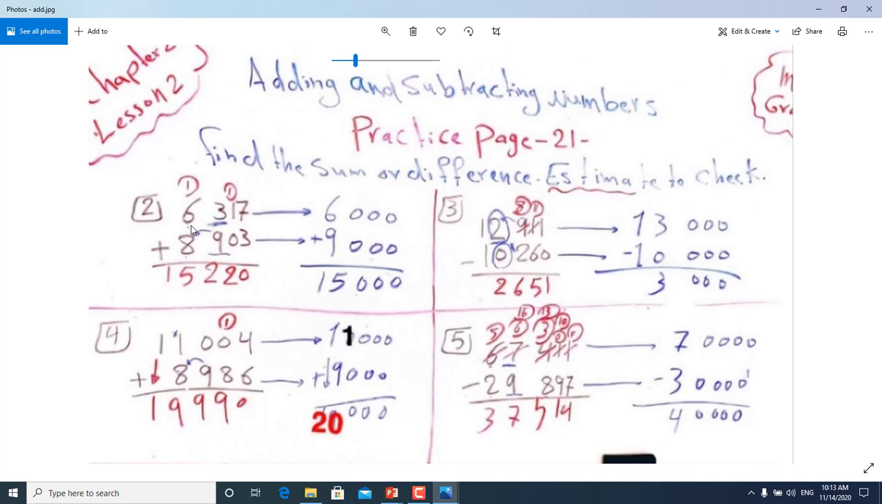The first digit is 6, and the next digit is 3. We put a line there. It's less than 5, so we don't add anything to this 6. This 6 we write the same, and the 3 digits after the 6 we make 0.